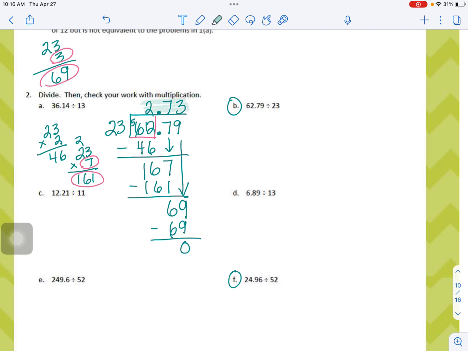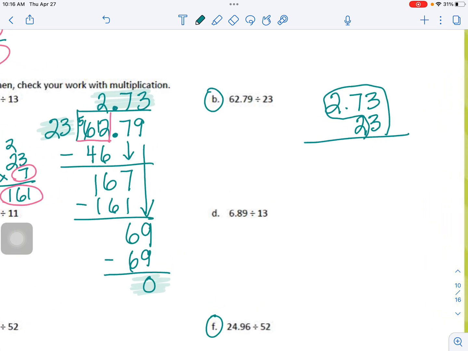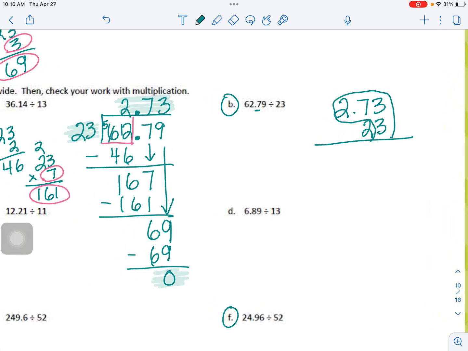Now, how do I check this thing? There's my triangle. There's no reason to add in a 0. So I'm going to do 2.73 times 23, and that is turtle head. Now there's a couple ways you can do this. If you want to take your decimal out, you've got to stop and think about, okay, my answer is going to be with 2 decimal place values. So that is what place value, boys and girls? Hundredths. Okay.